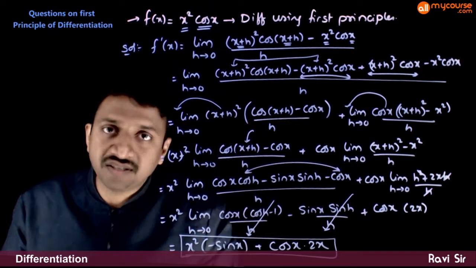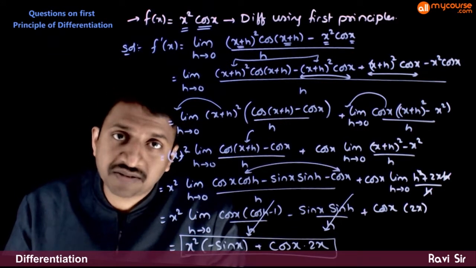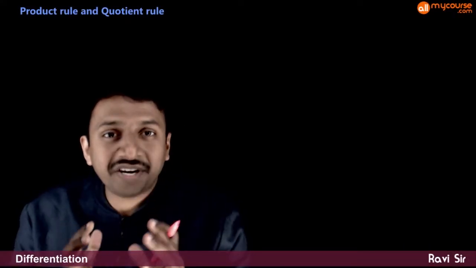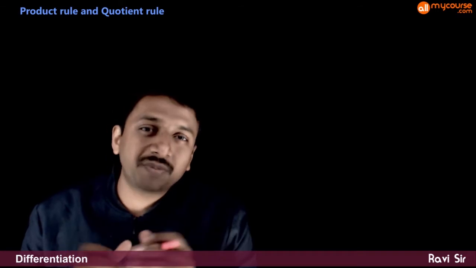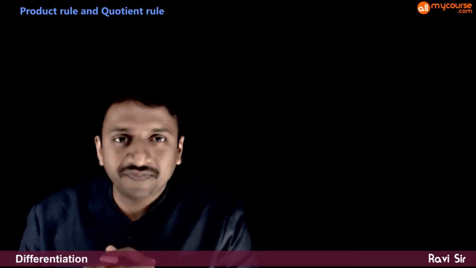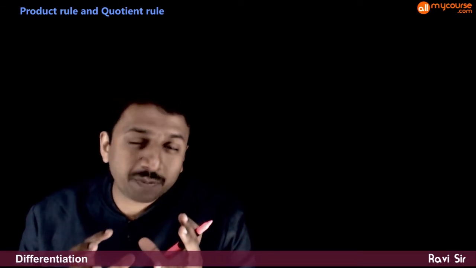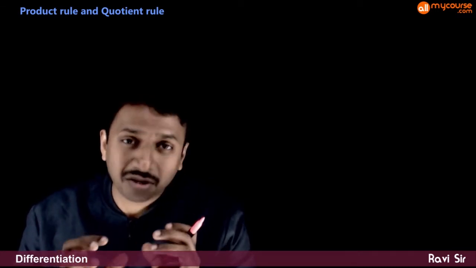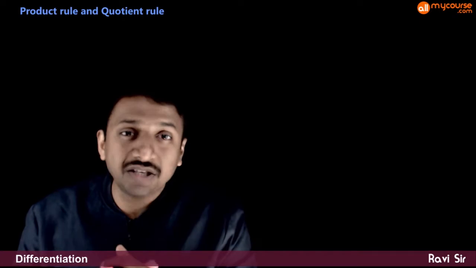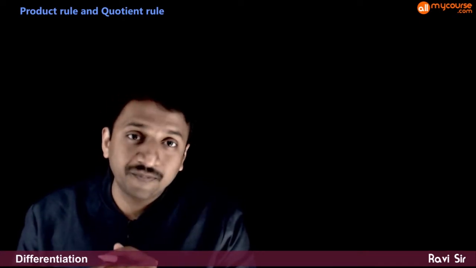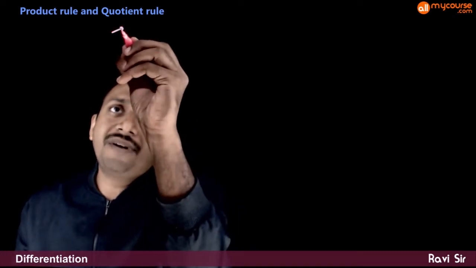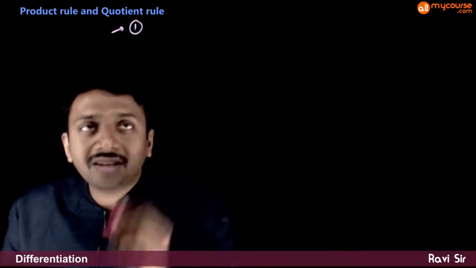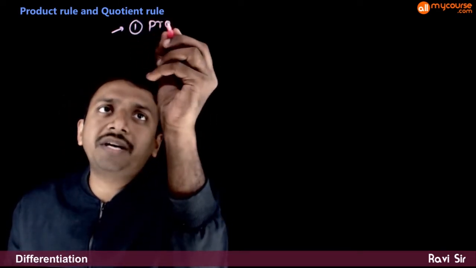So this will be the differentiation of x square cos x. The differentiation of x square cos x is this, from first principles. As you would have observed, differentiating everything using first principles is quite cumbersome. So we have some specific shortcuts by which you can find the differentiation of functions very easily. So the first shortcut rule is called the product rule.